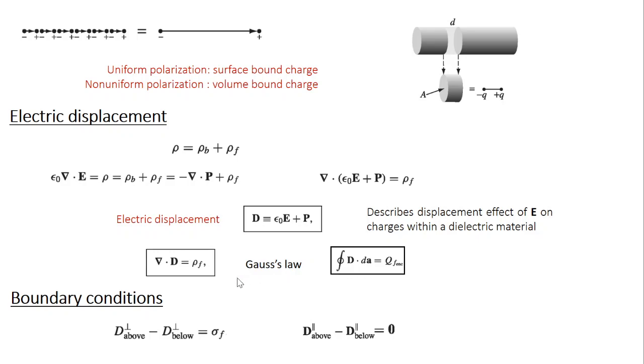We can also derive the boundary condition, just like the case of electrostatics, where you saw that the perpendicular component of electric field is discontinuous and parallel component of electric field is continuous. You find that D perpendicular above minus D perpendicular below equal to sigma f, where sigma f is the free surface charge density of the boundary. Similarly, D parallel above minus D parallel below equal to 0.